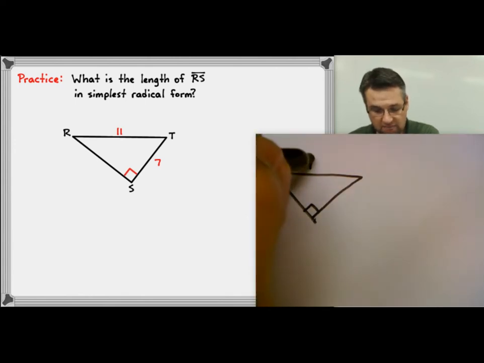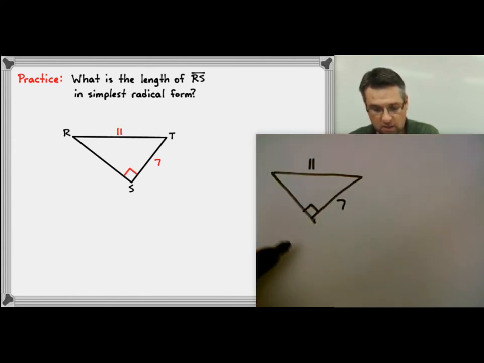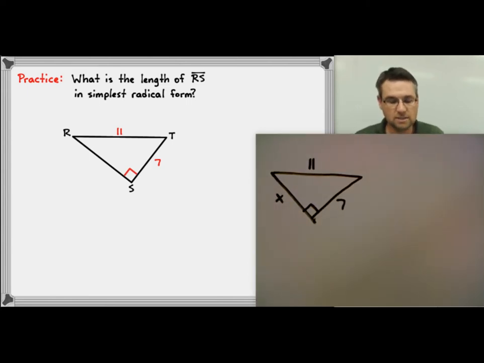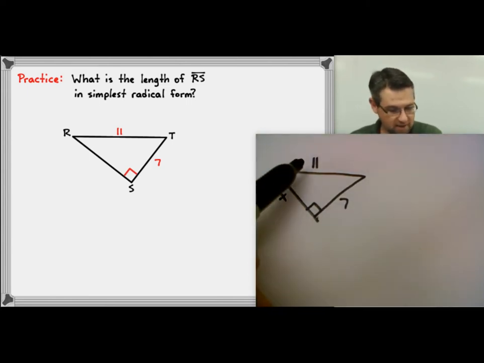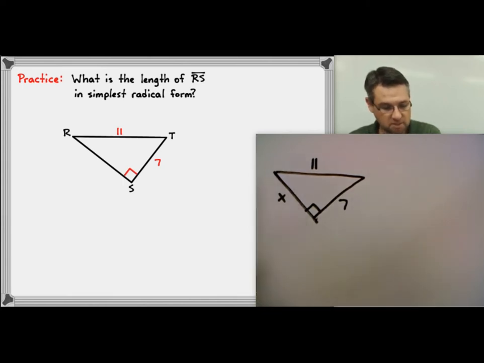Here we've got 11, and here we have 7. And we're looking for this side. So something that we don't know, we'll call x, right? So we have 11, 7, and x. And our job is to figure out what that x is.